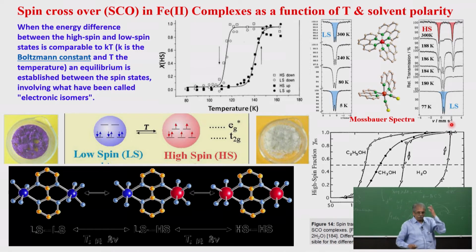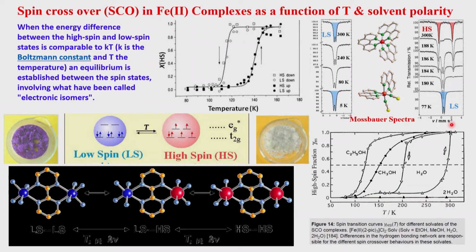So that means you can change the magnetic behavior of these compounds as a function of temperature. This whole thing is for the same compound. So for this compound you are not able to change anything, for this compound you are able to change the magnetic behavior as a function of temperature. The solvent can also change it.